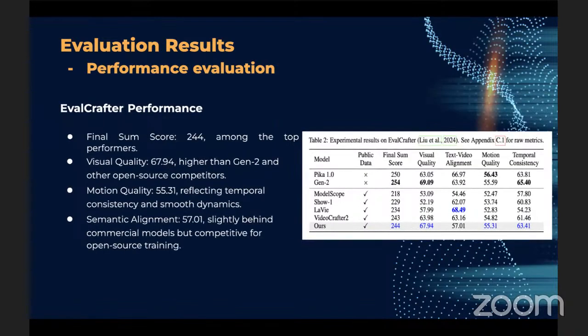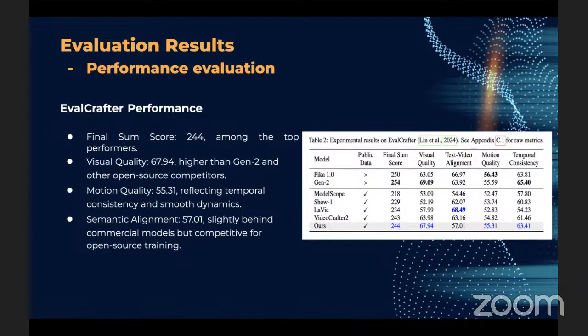Okay. In EvalCrafter, we generally focus on text-to-video generation, and here the model achieves higher scores in various categories like the VQA-A, VQA-T, and Motion AC score, where it ranks second overall. So it also demonstrates that it has strong performance in spatiotemporal pattern learning. If you look at the final sum score, it's 244 among the top performers, and 67.94 in visual quality, which is higher than Gen 2 and other open source models.